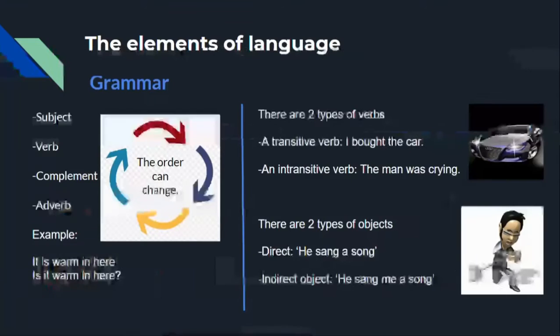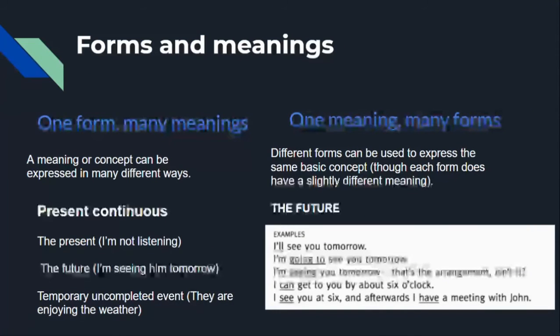Some other sections we have here are forms and meaning, in which the author tries to present how one form can express many meanings and one meaning can express many forms. For example, here a meaning or concept in one form can be expressed in different ways.